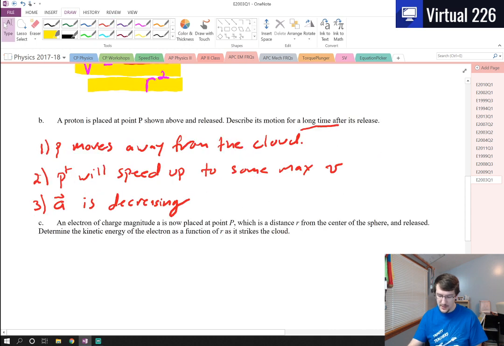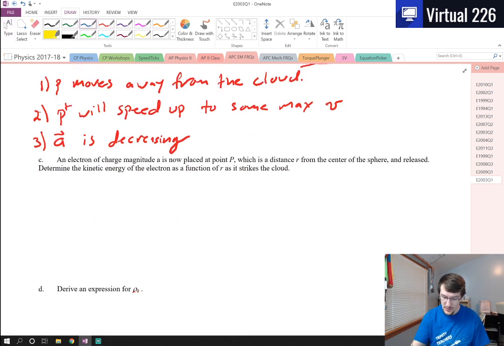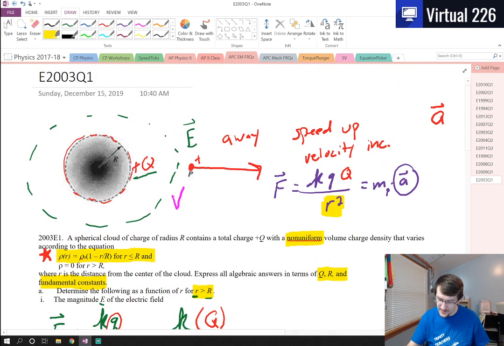Okay. For part C, we're asked to take an electron and it has some charge magnitude. I don't know if they want that A to be the charge magnitude, but it could be a typo. I don't know. It's an electron though. It's placed at point P. So we take that proton that existed there and we say we don't want to deal with it anymore. We want this to be an electron.